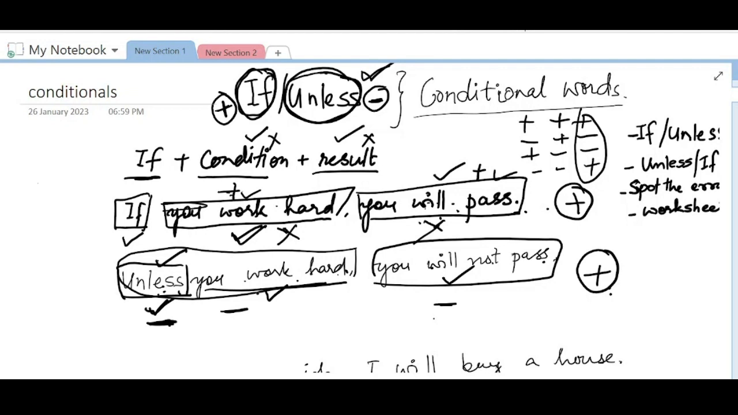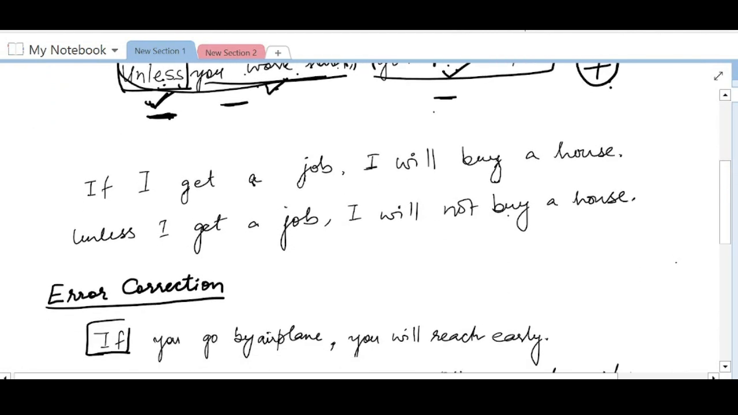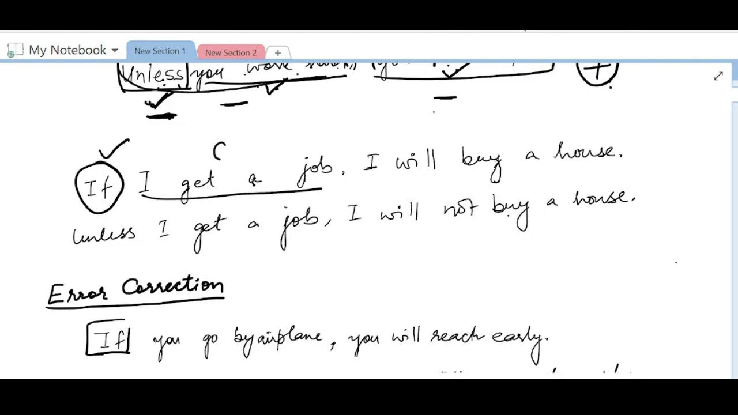Now, what is the condition? Unless you work hard, you will not pass. It means जब तक मेहनत नहीं करोगे, pass नहीं होगे. Understood? Okay. Let's do one more sentence. If I get a job, I will buy a house. Now, if is what? If is a conditional word. Very good. I get a job is a condition. I will buy a house is a result.